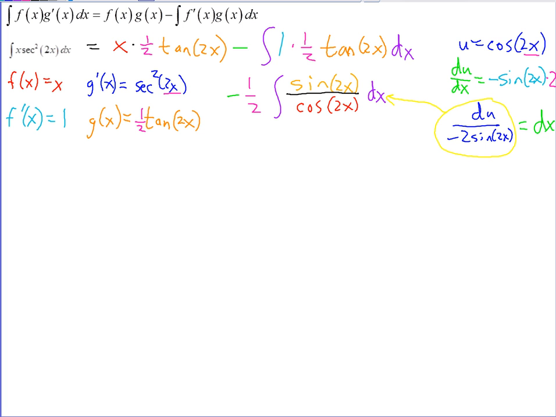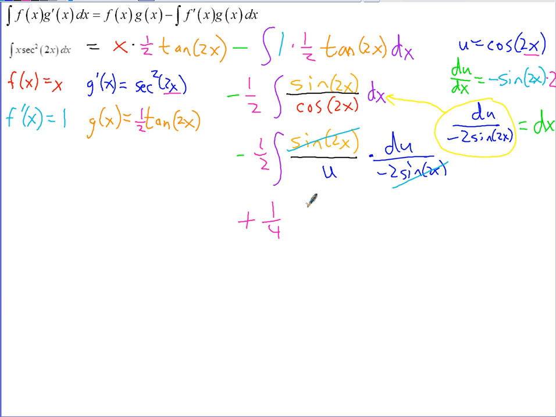So let's see what we've got now. We've got negative 1/2 on the outside. Integral of sine of 2x over u, that u equal to cosine 2x. And then dx we can replace with u over negative 2 sine 2x. So then you can see the sine of 2x's reduce out, which is what we wanted, get it all in terms of u. You can pull out the negative 1/2 here, times the negative 1/2 that's already out there, which gives you positive 1/4.